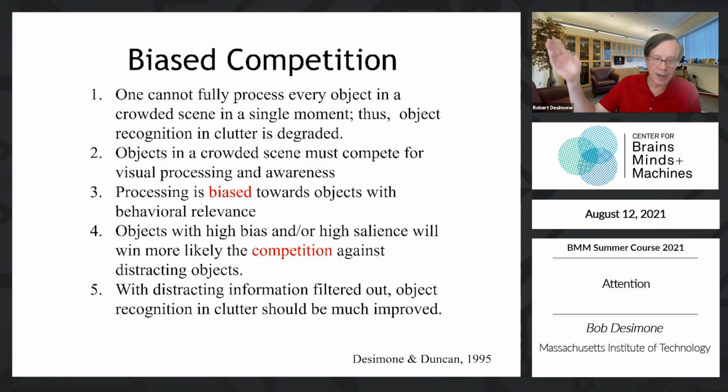Not just us, animals do this. And the objects with high bias or high salience will more likely win the competition. And then once something is winning in the competition, the distracting information is filtered out. And then the prediction is that object recognition in clutter would be much improved.